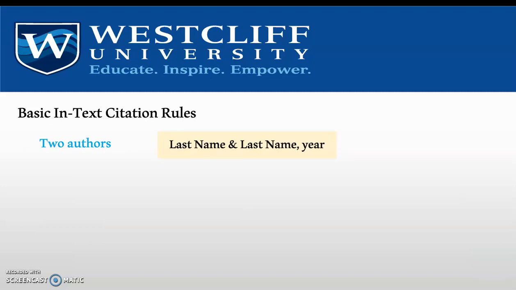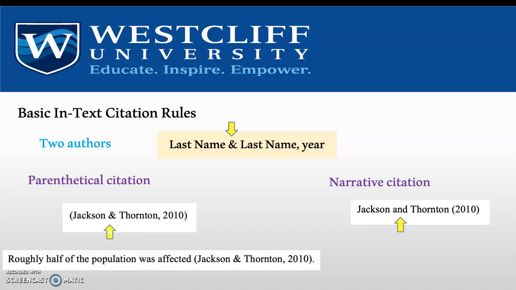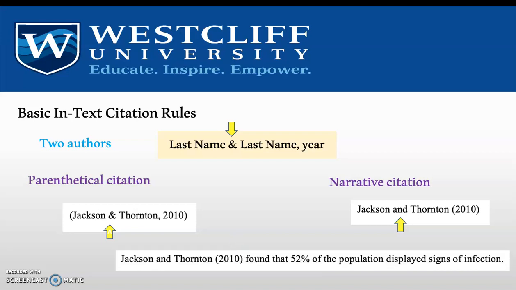Some basic in-text rules. If you have two authors, they are separated by only an ampersand. It would look like so with that ampersand, but if you were writing a narrative citation, so you're referring to them in text, you use the word and. An example here, you can see parenthetical ampersand, and here you can see we're writing and in text.